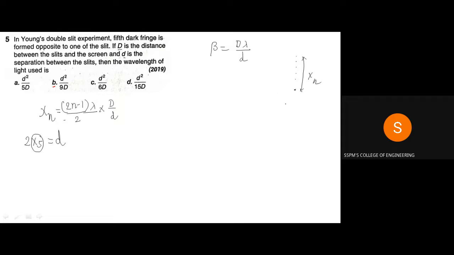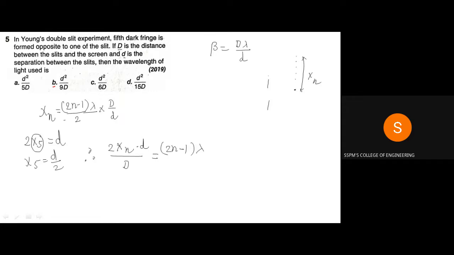So in Young's double slit there are 2 slits. Here is one slit, here is another slit, and the separation between the two is d. Directly opposite to this we observe the 5 fringes, and therefore 2 times x5, or x5, is equal to d upon 2. And by using this formula, rearranging terms, 2 times xn into D upon d equals (2n minus 1) into lambda.